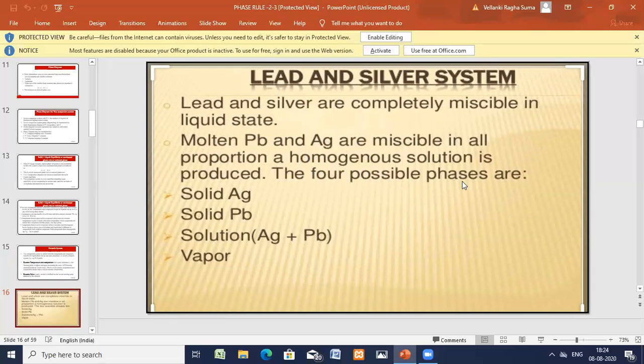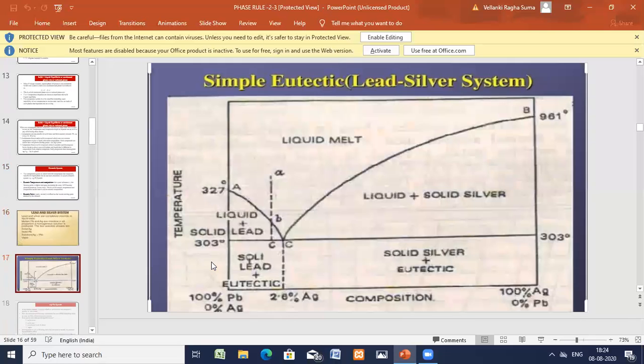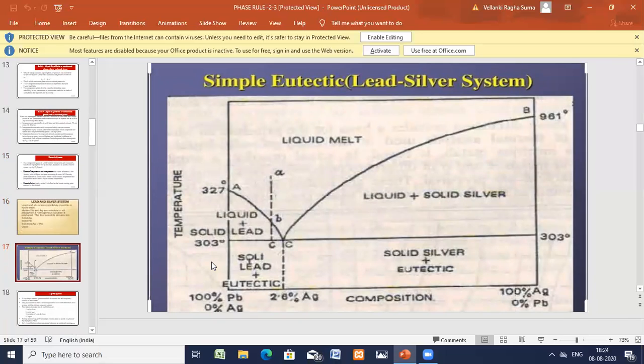The four possible phases are solid silver, solid lead, a solution of Ag and Pb, and the vapor state. Now we will study the system. Here is the simple lead silver system. This is the liquid melt of both. Here the liquid contains both silver and solid, and here again the liquid plus lead region.